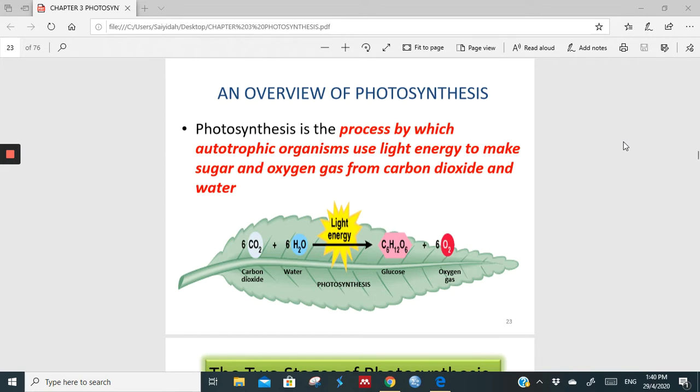Today I will teach you about photosynthesis and an overview of this process. It's a process in which autotrophic organisms, here plants, which are organisms that can produce their own food, use light energy to make sugar and oxygen gas. They will use carbon dioxide and water to form glucose and also oxygen.